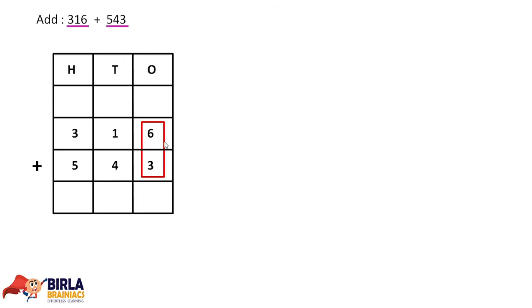6 and 3, you can use your fingers to add. 6 and 3, when you add, how much you will get? You will get 9. Okay, similarly let us add tens digits. So 1 and 4, if you add, how much you'll get? You'll get 5 tens. And now let us add hundreds. 3 and 5, if you add, how much you'll get? Yes, 800. Correct? Now this what you got is your final answer. Correct? So let us write it. 316 plus 543 gives us 859.